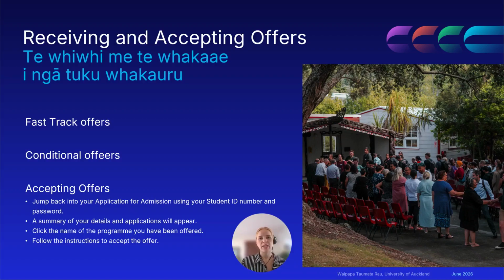A conditional offer means that you have conditions that are attached to your offer, so this will generally mean meeting the rank score, UE, and any other subject or additional requirements needed for the program you've applied for. Some of you may have received a fast-track offer or many fast-track offers. You're more than welcome to accept one, two, or all of them. If you haven't received a fast-track offer, do not worry. Not all programs offer them, and your application to study will still be assessed once your Year 13 results are out. Once an offer is received, you can then log back into your application for admission online and follow the instructions to accept it.